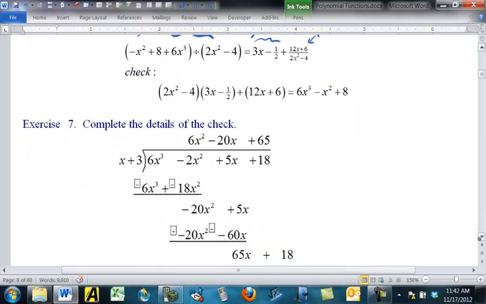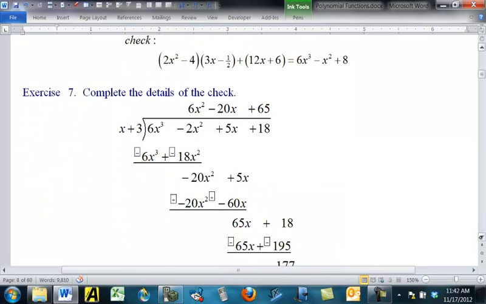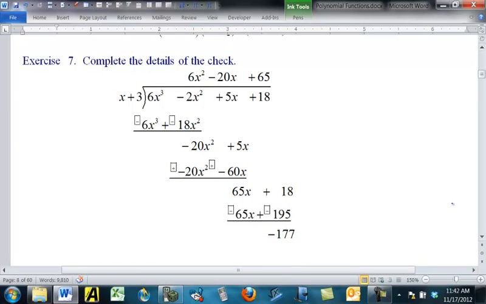Here's another example worked out. Okay, let's look at this example here. I'm dividing just by something simple here, x minus 3, or x plus 3. So I've got 6x cubed divided by x is just 6x squared. 6x squared times x is 6x cubed. 6x squared times 3 is 18x squared, and then I change the signs and add.